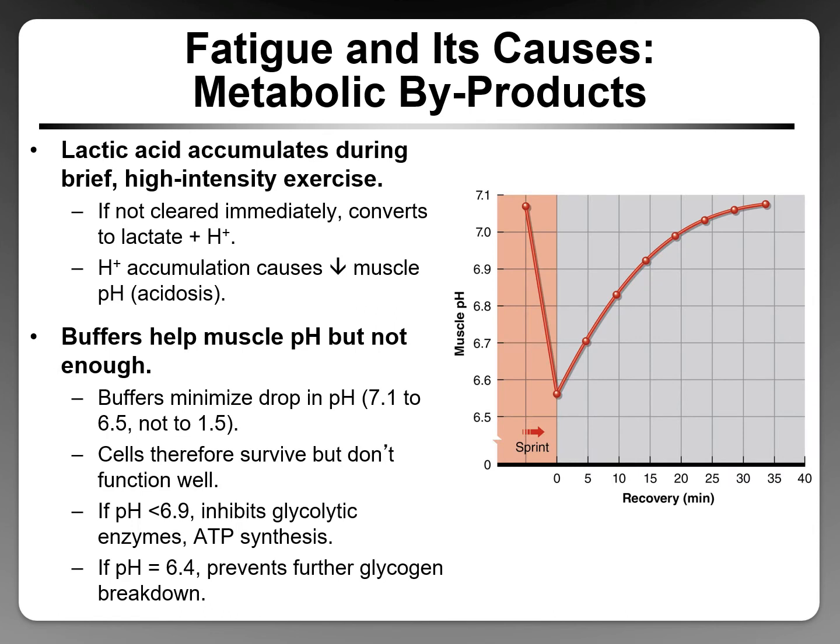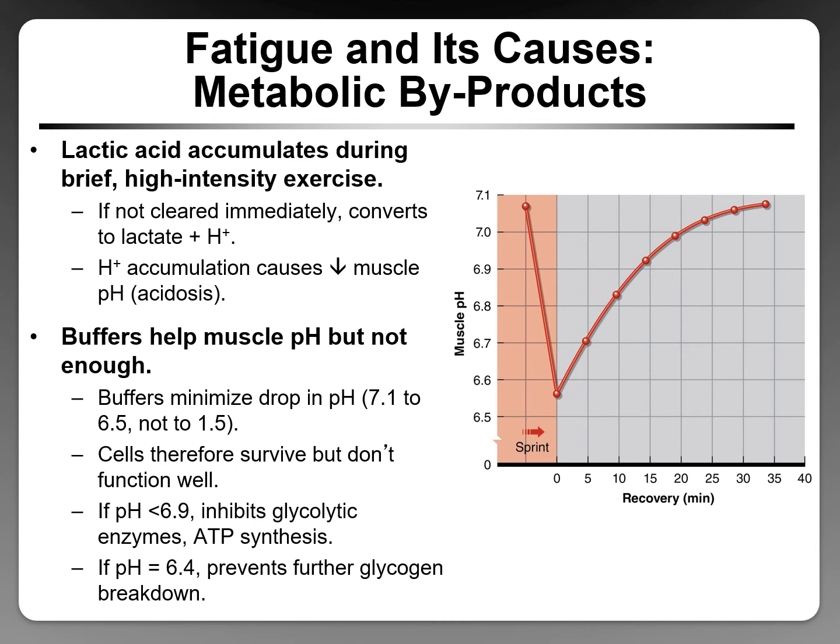Next, looking at these metabolic byproducts, if we look at lactic acid, this will accumulate during brief high-intensity exercise. If we cannot clear it, it will convert to lactate plus a hydrogen ion. With all of these hydrogen ions accumulating, this is going to decrease muscle pH. This causes an acidosis. We have some buffers in our muscle and our blood to try to minimize this, but sometimes that's not enough. So our buffers can minimize the drop in pH from 7.1 to about 6.5, but it's not going to do much after that.